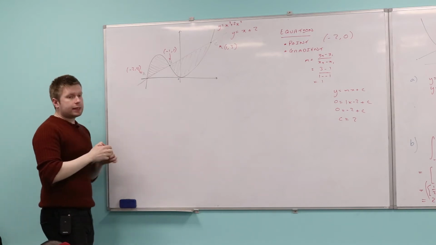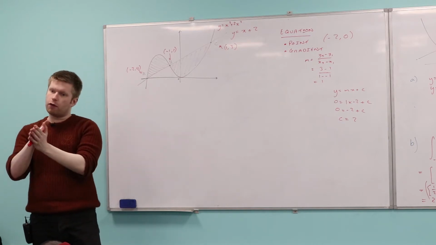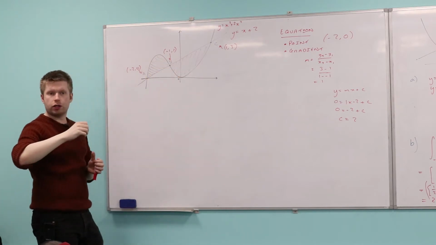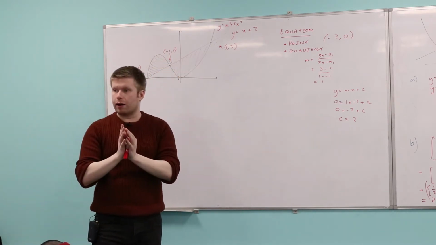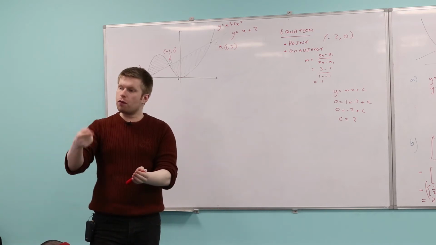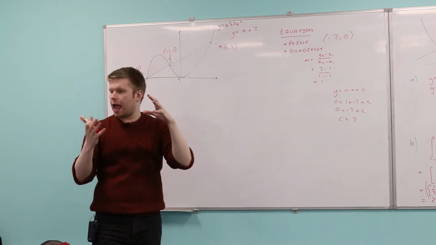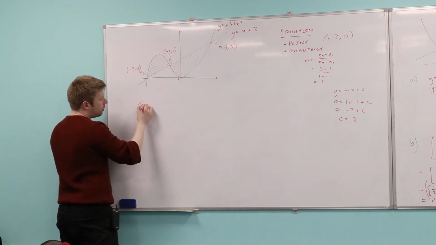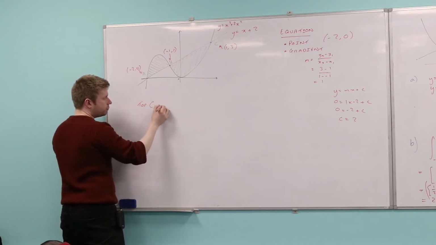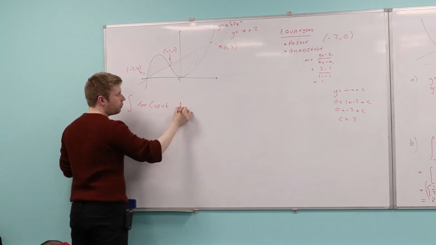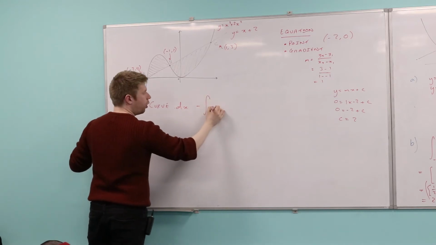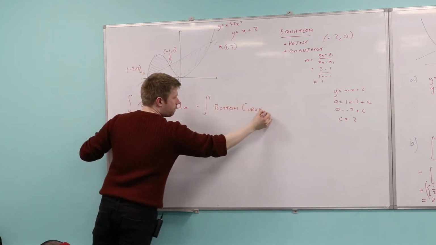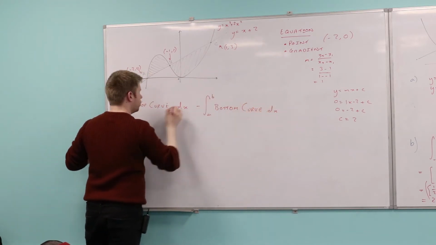Except, have a look at the shape of this curve and where it intersects the line. You notice that there's two separate regions, which means that we can't just work out the area directly. Because if you remember, when we work out the area between two curves, it's always the integral of the top curve take away the integral of the bottom curve, with respect to whatever limits you're looking between.